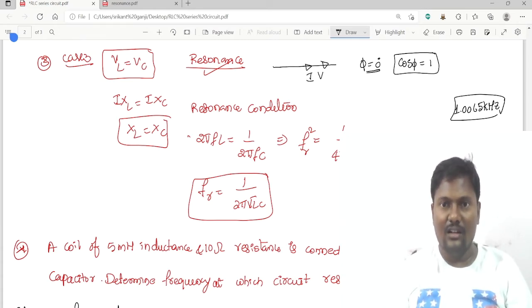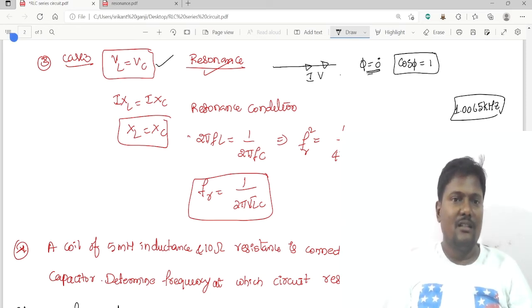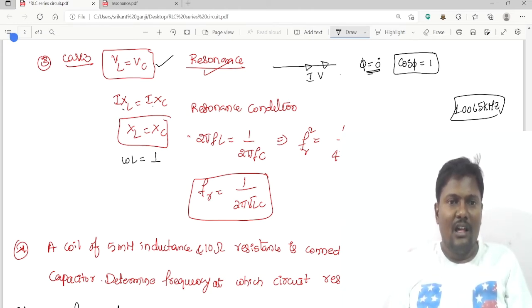I am deriving the resonance condition for a series RLC circuit. The phase angle difference between the voltage and current is phi equal to 0 degrees and the power factor equals 1. VL, the voltage across the inductor, is equal to the voltage across the capacitor. From this, I into XL is equal to I into XC, where XL is omega L and XC is 1 by omega C. So omega R square is equal to 1 by LC, and omega R is equal to 1 by root LC, which in some textbooks is written as omega naught.